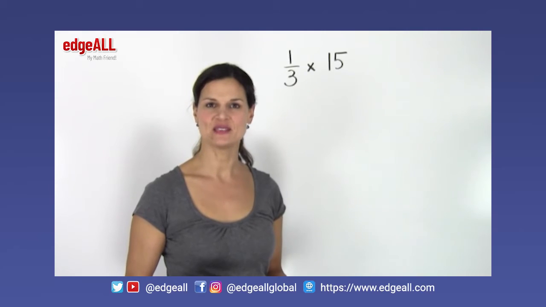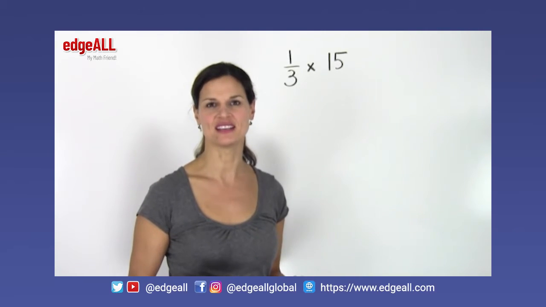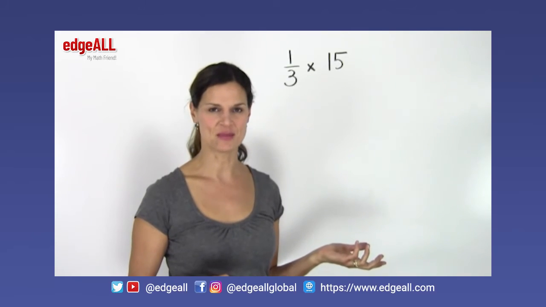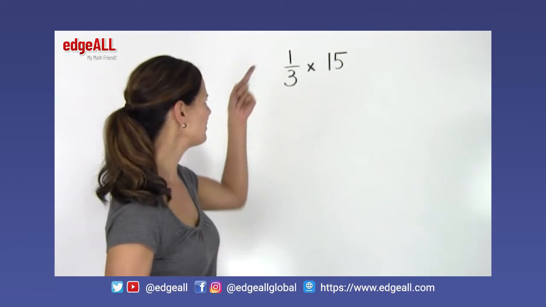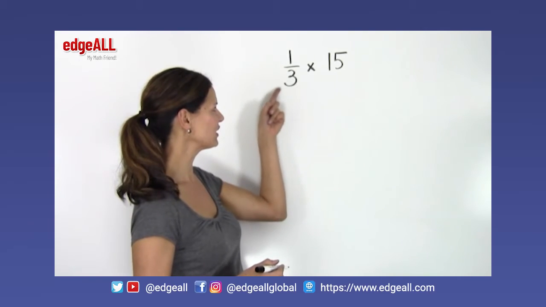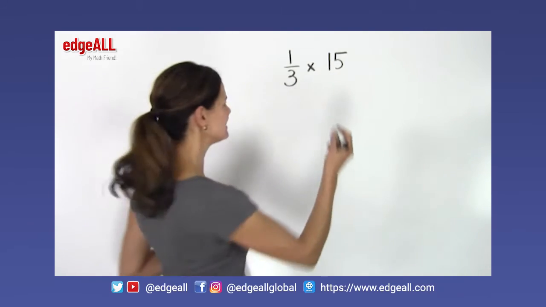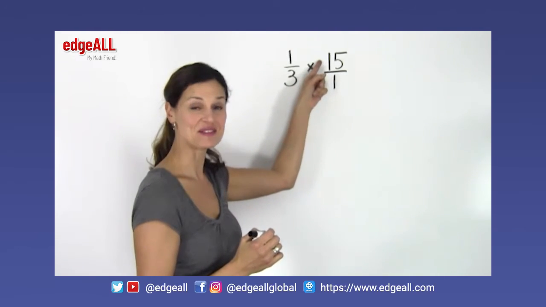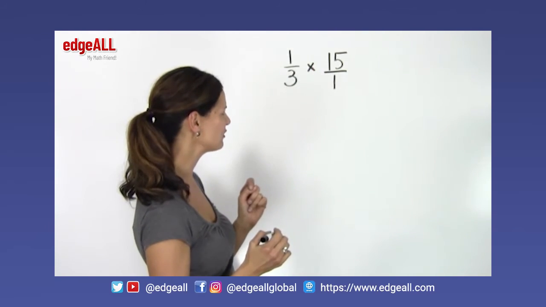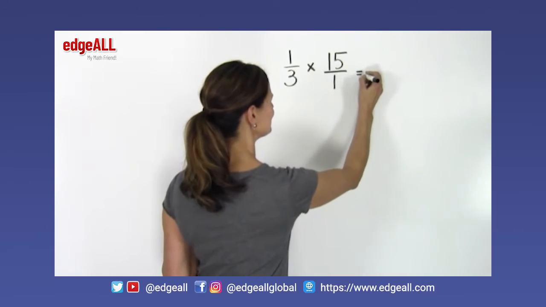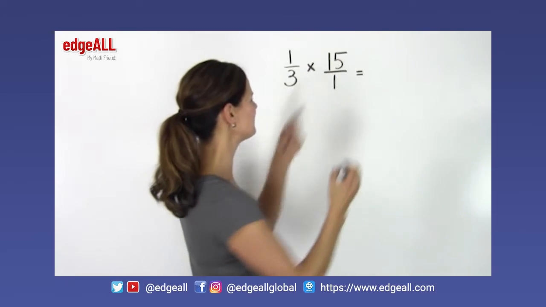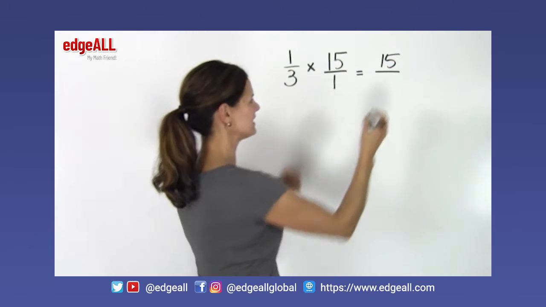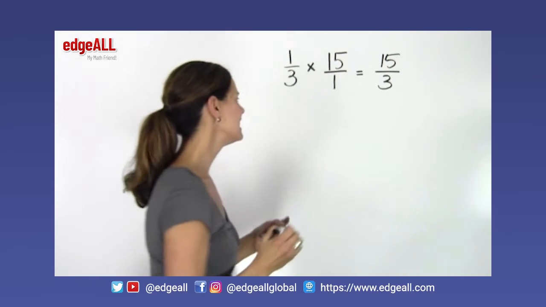In some cases, when we multiply a fraction by a fraction, or we multiply a fraction by a whole number, the product becomes a whole number. So in this case, for example, we're asked to multiply 1/3 times 15. So I convert my whole number 15 into a fraction by making it 15 over 1, and I simply do the math. 1 times 15 equals 15. 3 times 1 equals 3.